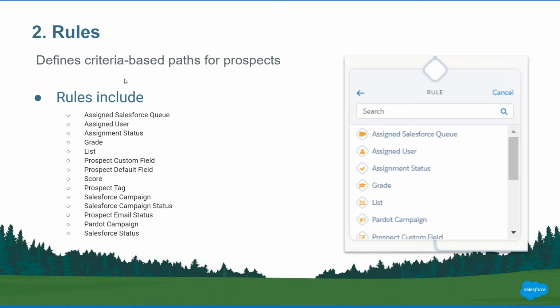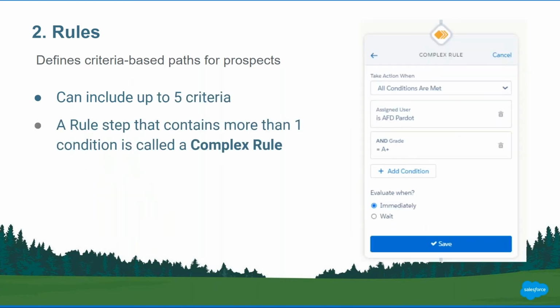So it defines paths this time for criteria, not for actual prospect actions. And you can include up to a maximum of 5 criteria per step. A rule step that contains more than one condition is called a complex rule.